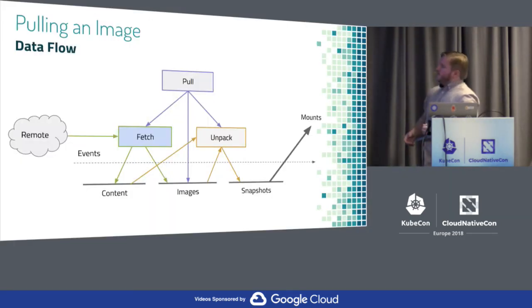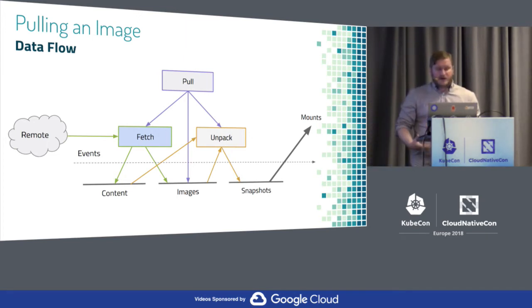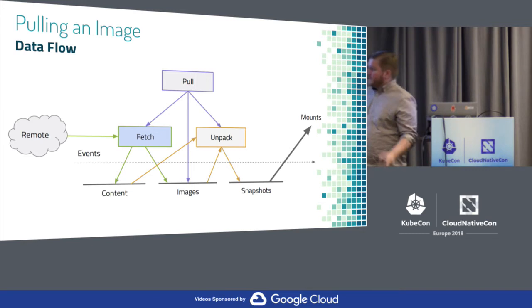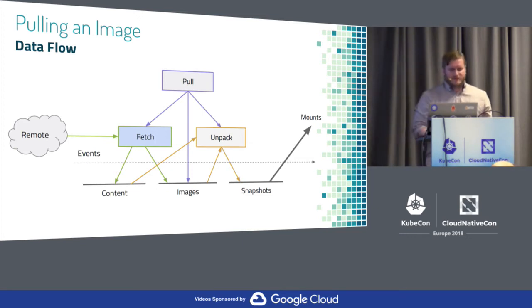So the way I like to think of it is this data flow diagram. On the bottom, we have the services, and then the colored boxes are the client-heavy implementation, and then we have our goal at the end, which is mounts. And mounts are just things you pass to the container to make up the root file system. So to run a container, your goal is to get a root file system.